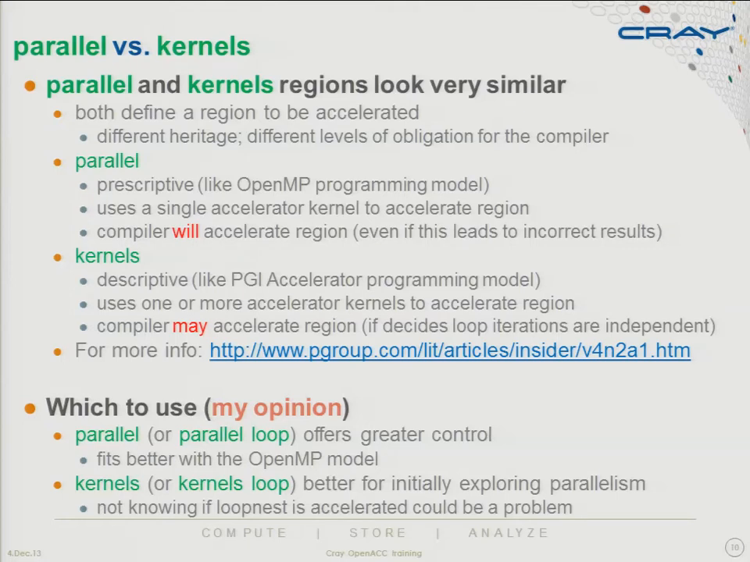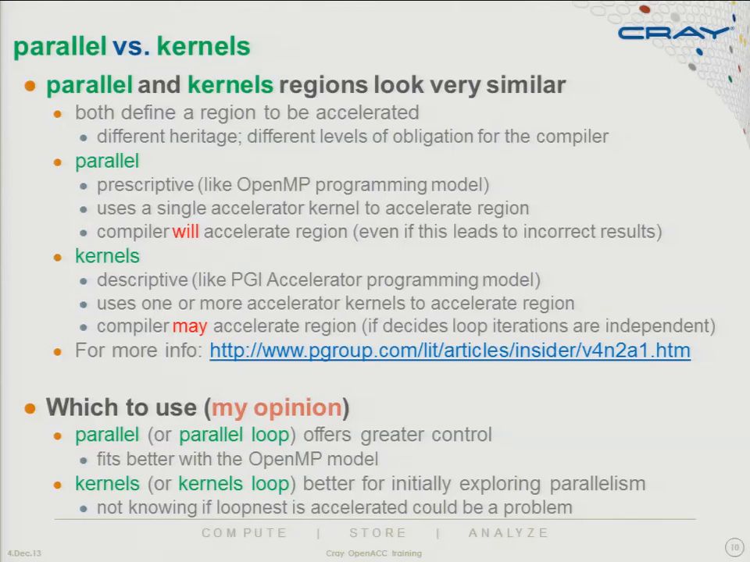The parallel region is more prescriptive. It's much more like an OpenMP programming model. It means put this on the GPU, parallelize it, even if it leads to incorrect results. The kernels is more an invitation to the compiler. Could you consider parallelizing this? But the compiler may refuse to do it because it says this loop nest isn't parallelizable.